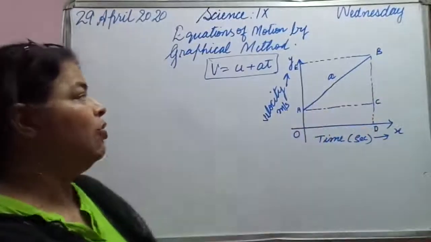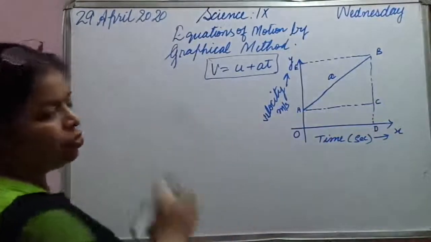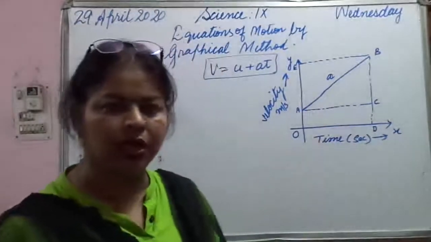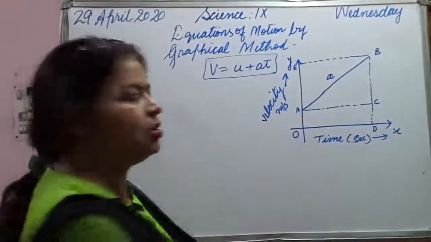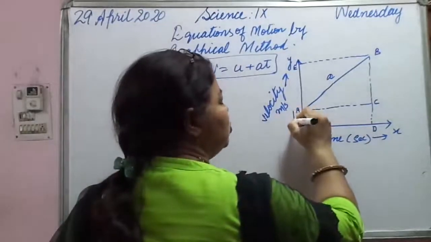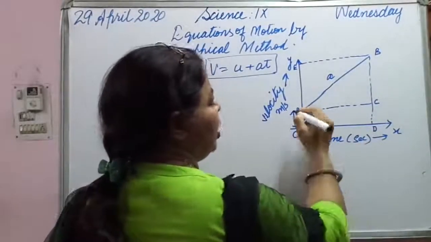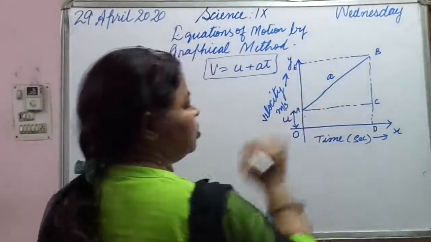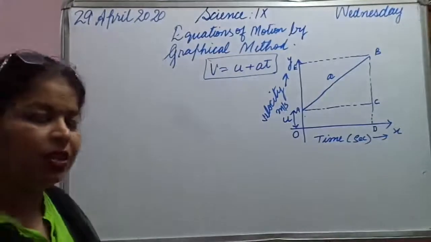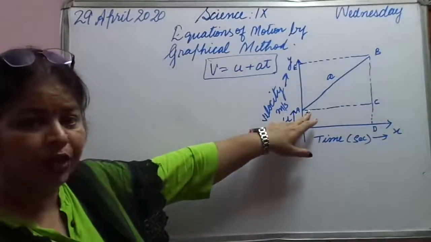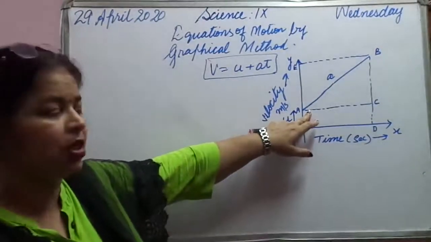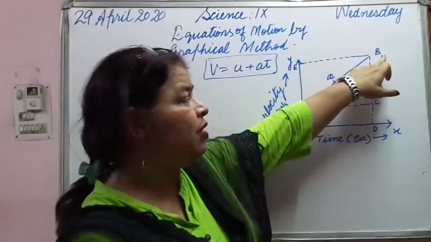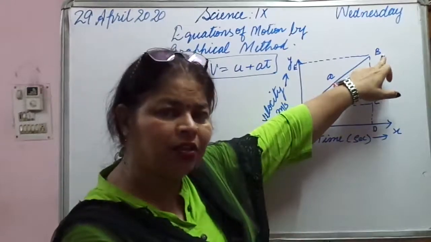Okay, so first let us see what we are going to introduce, the terms here. Let there be an object. Okay, it has initial velocity, that is u. This part OA is actually u, and u is what? Initial velocity. So when the object started moving, it had some initial velocity and it reached point B. It means over there when it reached point B, that was its final velocity.